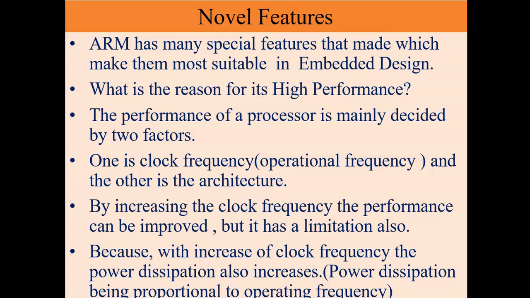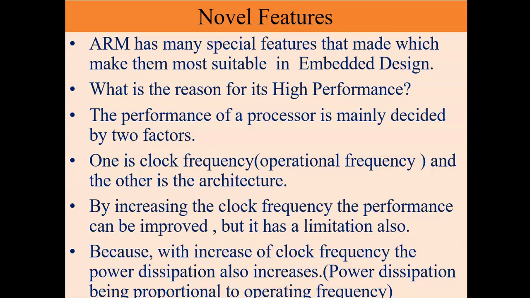Now let us understand what is the reason for its high performance. Normally, as an engineer, you should know that the performance of a processor is mainly decided by two factors. Number one is the operational frequency or clock frequency. The other is its architecture, the architecture of the processor. Of course, when I say architecture, it means both hardware architecture as well as software architecture. That is ISA, instruction set architecture, which also plays a very important role in deciding the performance.